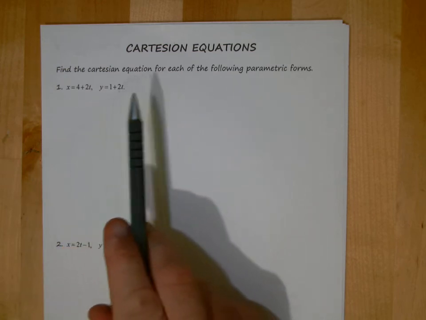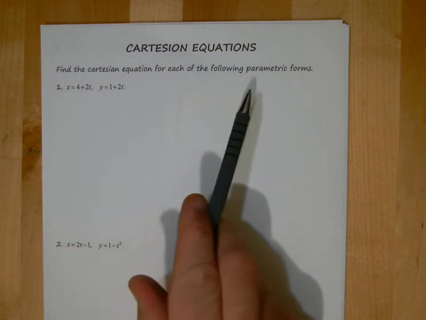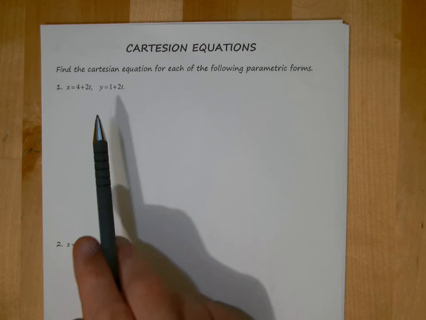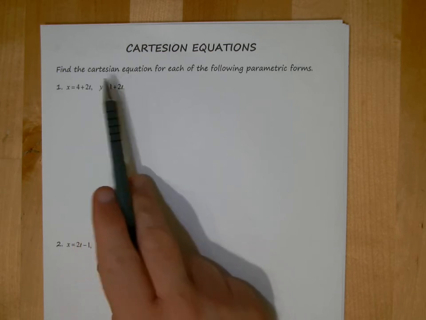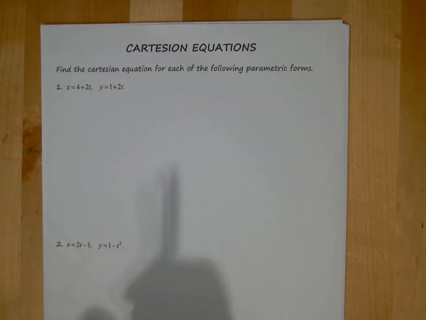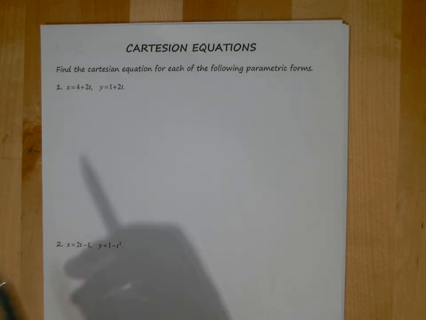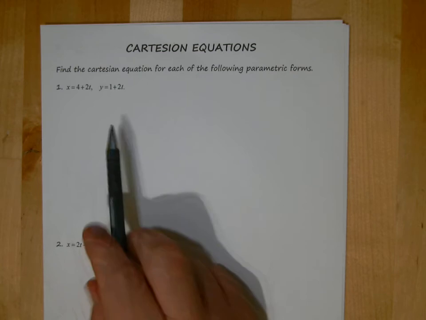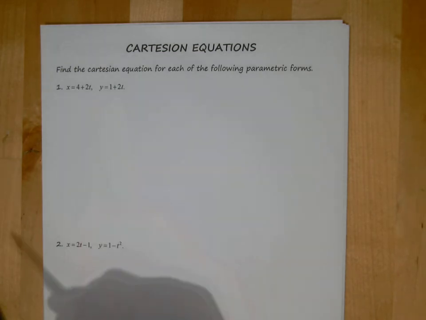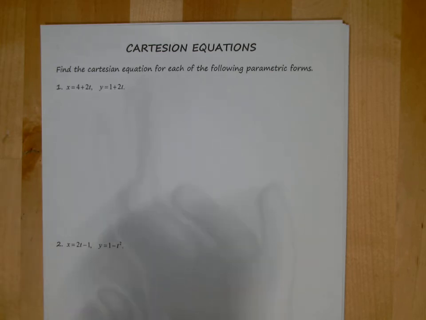Find the Cartesian equation for each of the following parametric forms. When it asks for a Cartesian equation, what they want is an equation with just y and x involved. They don't want the parameter t involved at all. Just y, possibly in terms of x, or just an equation where y and x and nothing else, no other letters such as t in there.